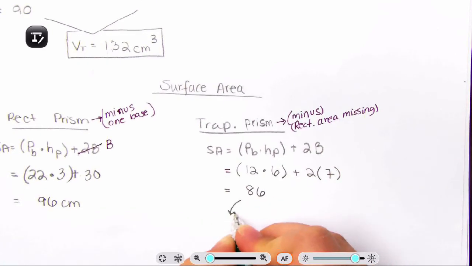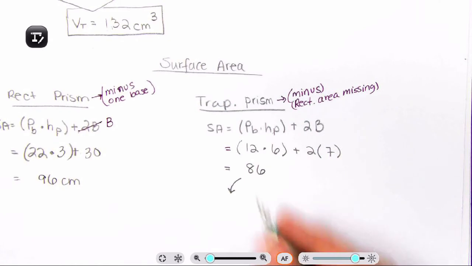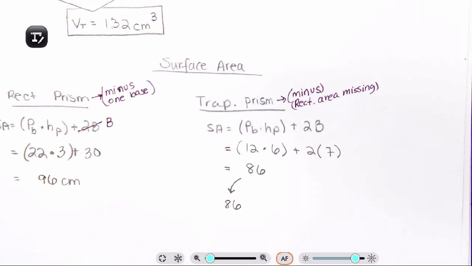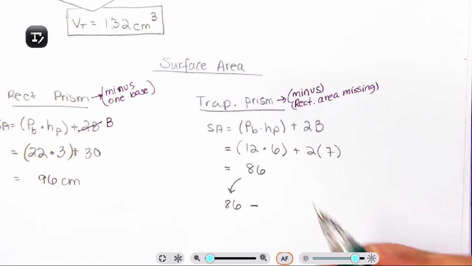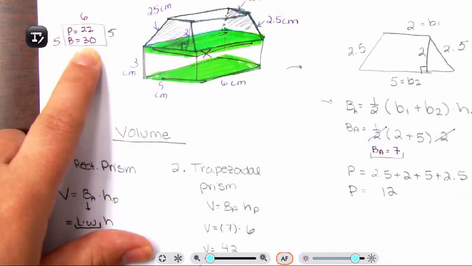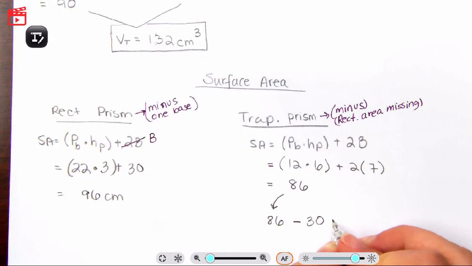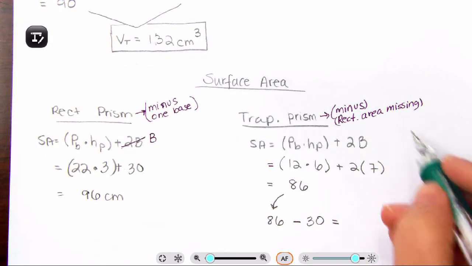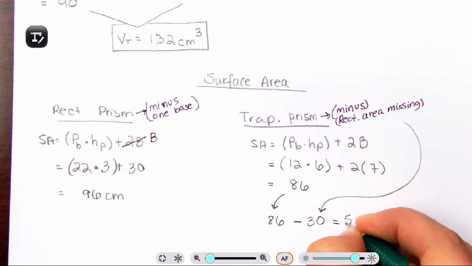Now again, that's not what we have for our surface area. We have this surface area minus 1 rectangular area, and that rectangular area we already said was 30. So 86 minus 30 is 56.